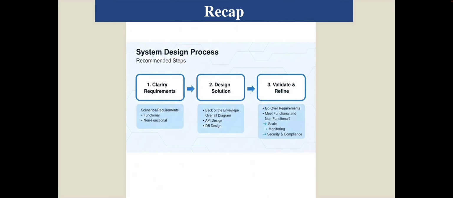So let me start with a recap, right? Our system design process follows a clear structure. First, we do a scenario analysis where we identify the functional and non-functional requirements. Optionally, we'll do a back of envelope calculation, and then we move into the core design, which is the overall diagram, right? Once we have that, we define the API contract and the database design. And finally, we do a validation step. We go back to the requirements we set at the beginning and check whether our design actually meets them.